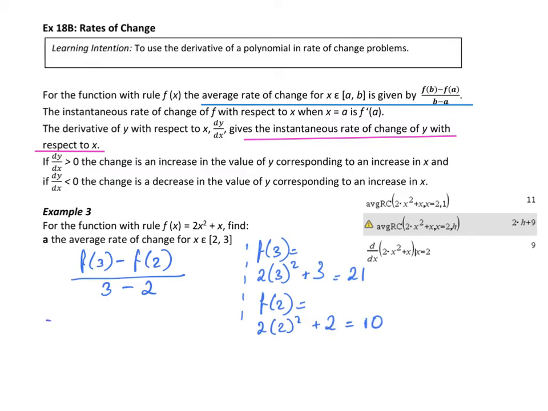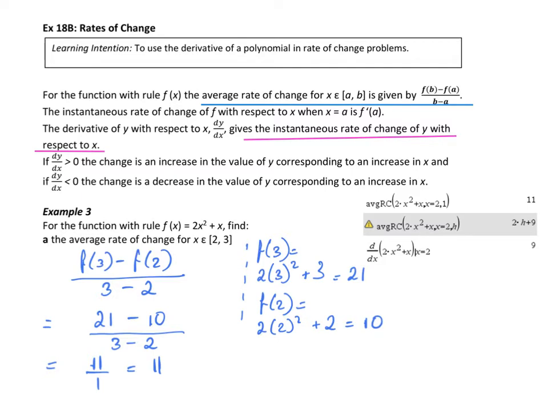This is now ready to put into our rule. So f of 3 we know is 21. f of 2 is 10 over 3 take away 2. Let's tidy it up. That gives us 11 over 1, which is just 11. So the rate of change, the average rate of change between 2 and 3 is 11.